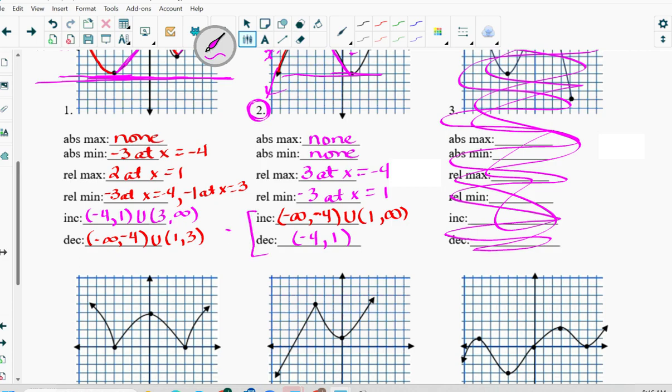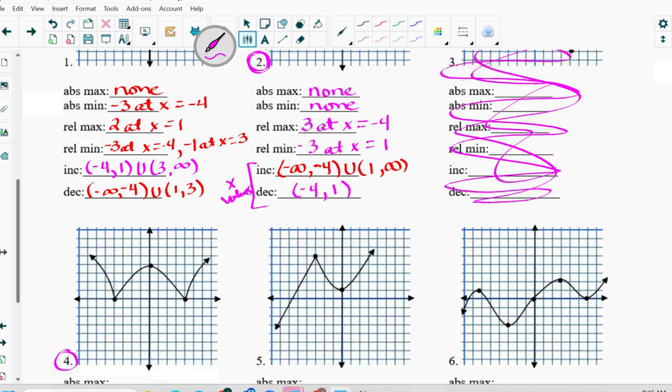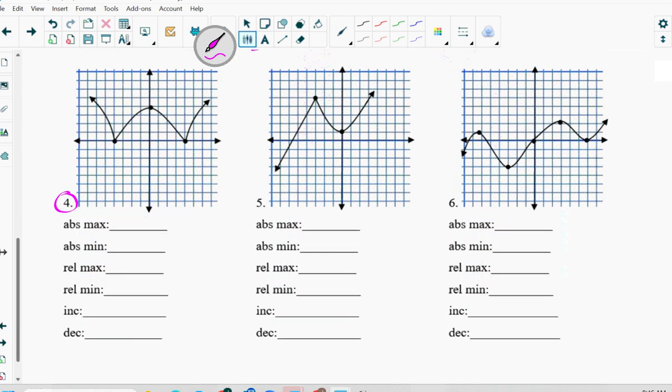Increasing and decreasing are always x values. It's where is the y going up and down? Tell me the x values where this is happening. Yes, you have 2 of them. You'd say this at x equals blah and blah.